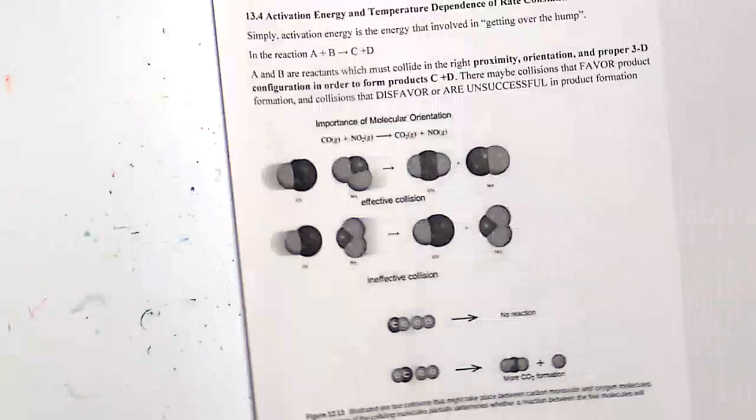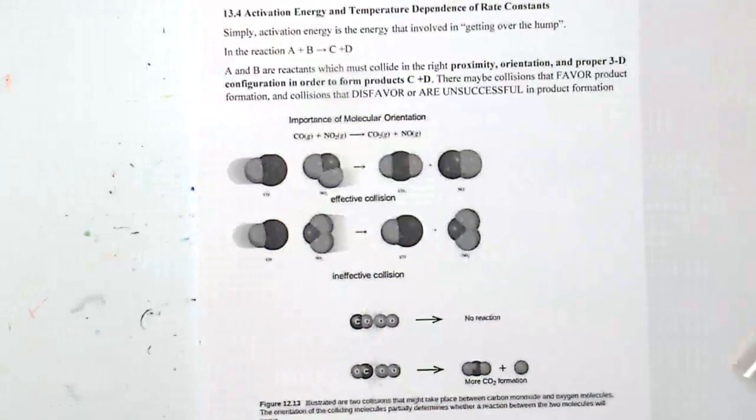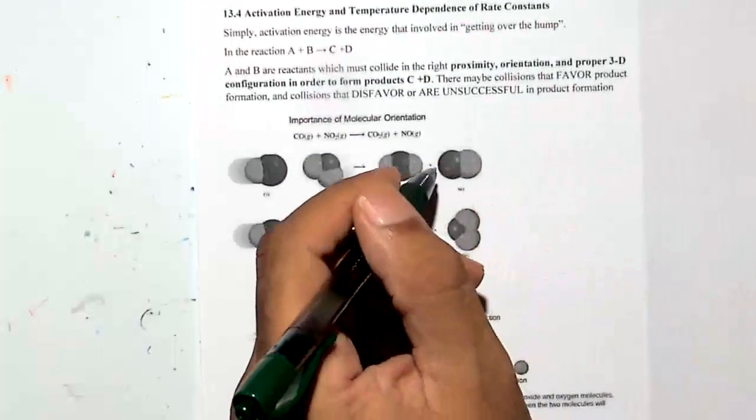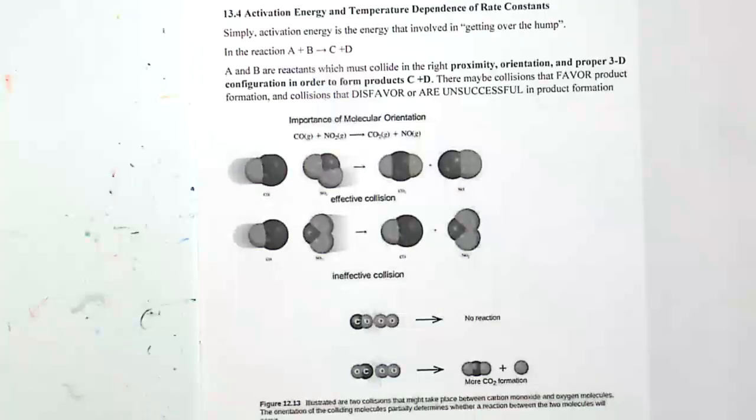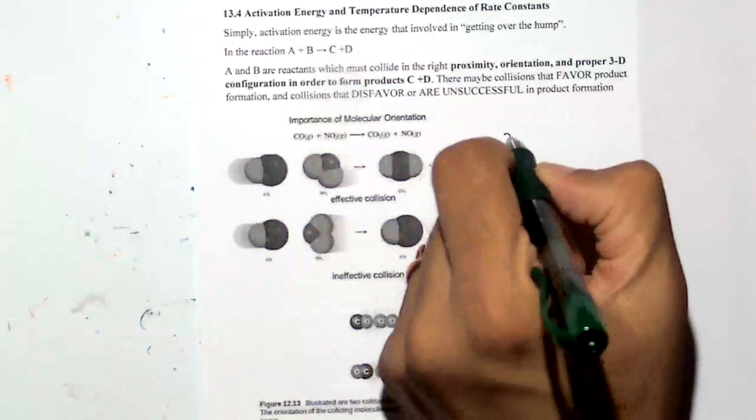All right, we have one final thing here on this chapter, and let's go ahead and do that. How do you get a reaction to occur? Two things must happen for a reaction to happen. One, they need to collide correctly. They need to collide with the right 3D orientation.